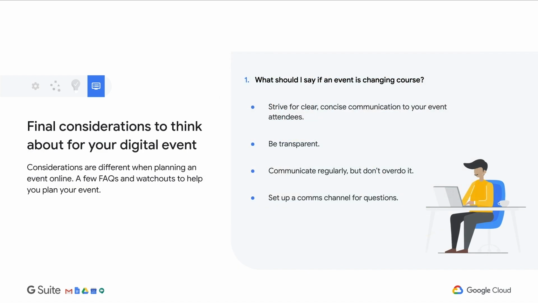Final considerations to think about for your digital events. Considerations are very different when planning an event online. A few FAQs and watch-outs to help you plan your next event. First, what should I say if an event is changing course? Strive for clear, concise communication to your event attendees. Be transparent and communicate regularly, but don't overdo it. Set up a comms channel for questions.